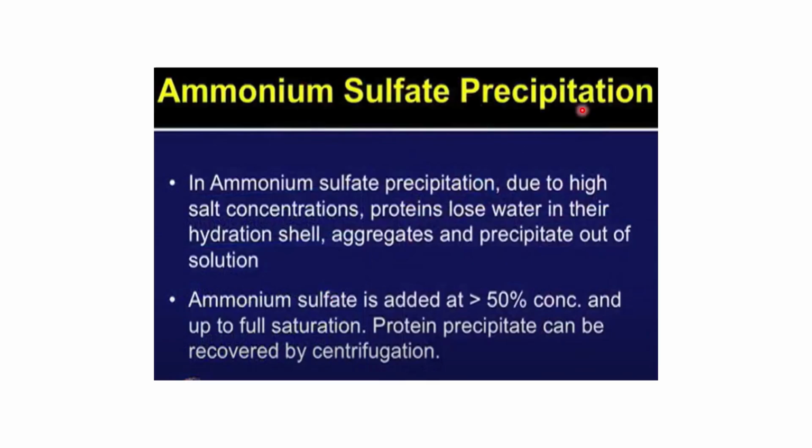In terms of precipitation, as we just mentioned, there is the ammonium sulfate method. Due to high salt concentration, protein loses water and aggregates. Basically, it precipitates, and depending upon the concentration, that specific type of protein will get precipitated. So accordingly, fractionation of proteins can be done with the help of different concentrations of ammonium sulfate.